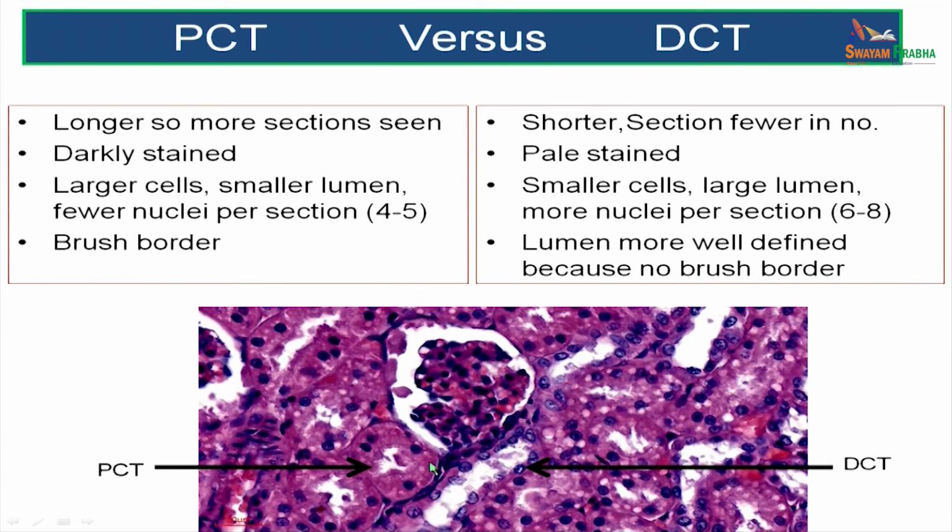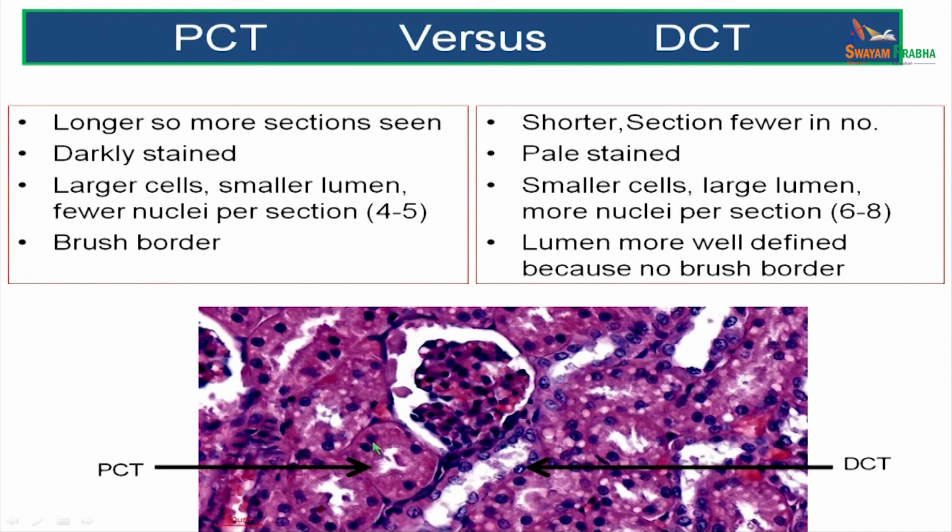This is PCT, what is pointed out on the left, on the right is a DCT. PCT is longer, so more sections of PCT are seen. DCT is shorter, so you will see fewer sections of DCT. Dark stained is a PCT, light stained is a DCT.